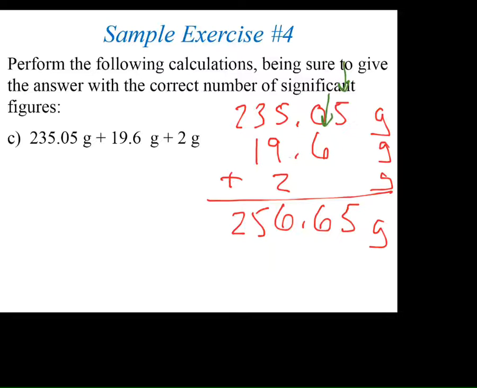So 2 has 1 sig fig, and the last one's in the ones place. Okay, so ones, tenths, or hundredths. Which is the least precise? So I'm limited to the ones place. Yes, you're getting it. I like learning. So, what do you think? How about I round that off then? 257 grams. Makes sense? Okay, so go ahead and try C and D on your handout.